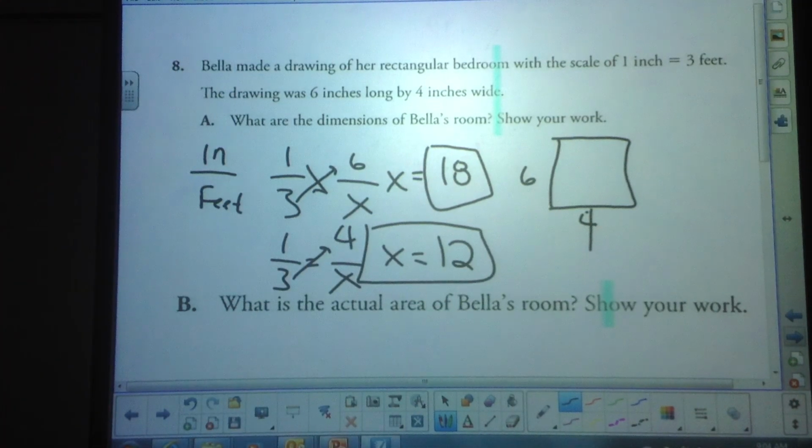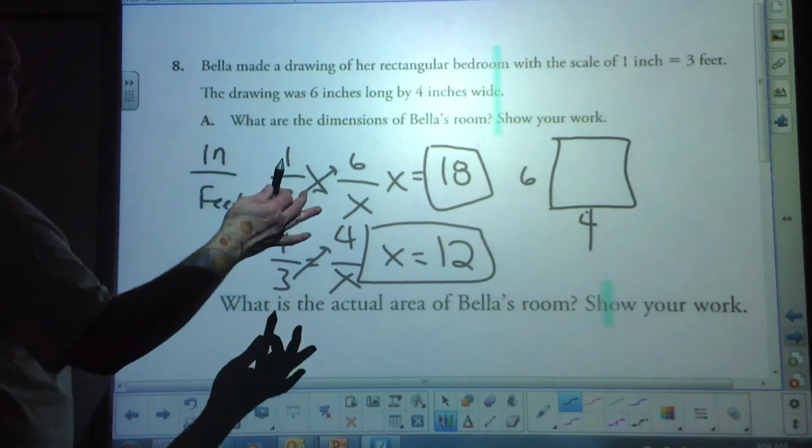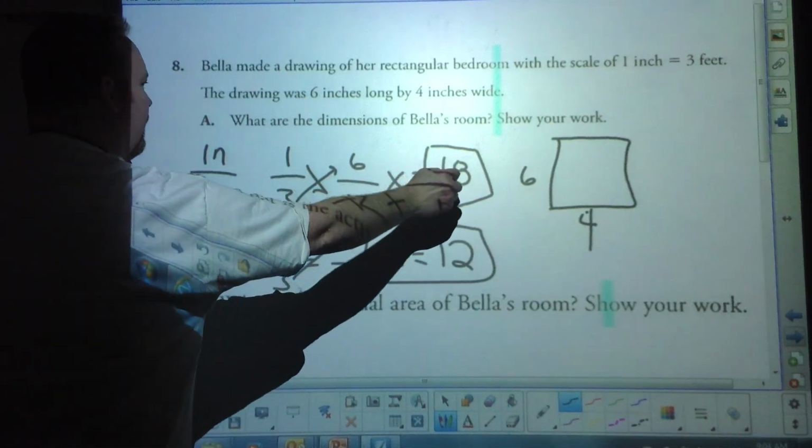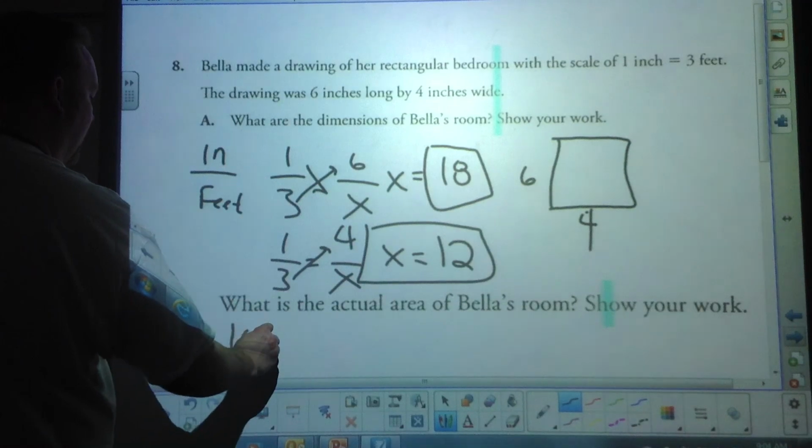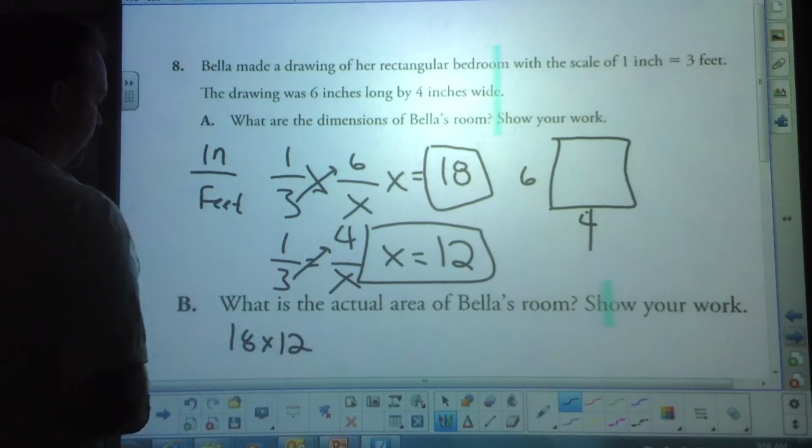What is the area of Bella's room? Well, we're going to cover this a little bit next week, but to find area, and I'll give you the equations, you're simply going to multiply the length times the width. That's all you'll do. So you would say 18 times 12.